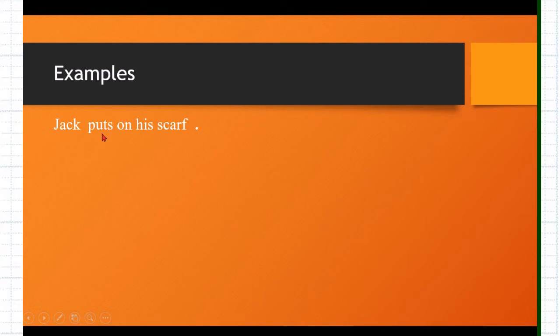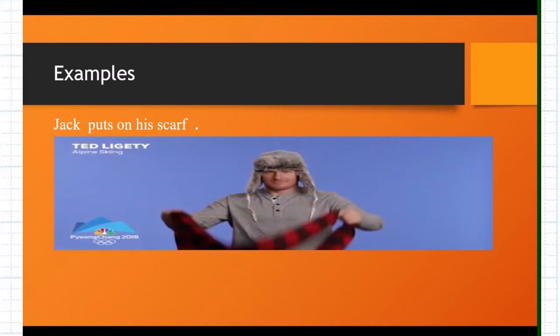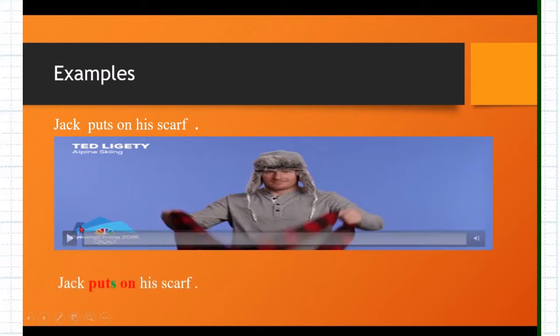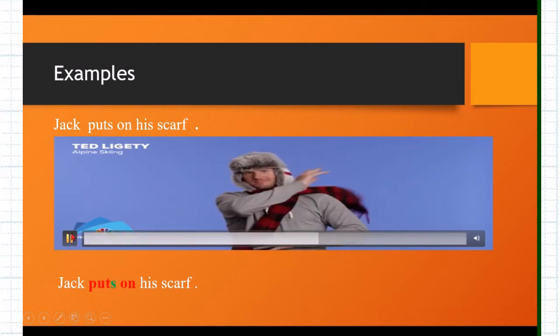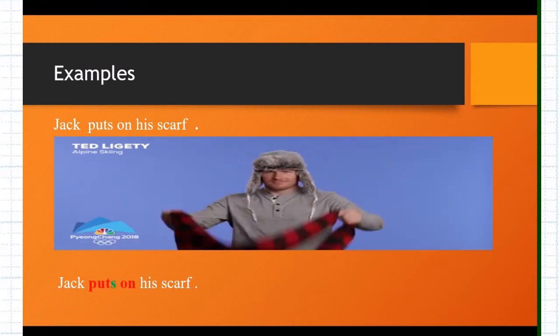And phrasal verbs are like any other verbs. They can be conjugated in any tense. As you see here, it is conjugated in simple present. We conjugate only the first part of the verb. Jack puts on his scarf. Now, let's see what is the meaning of put on. Put on your scarf, put on your jacket.